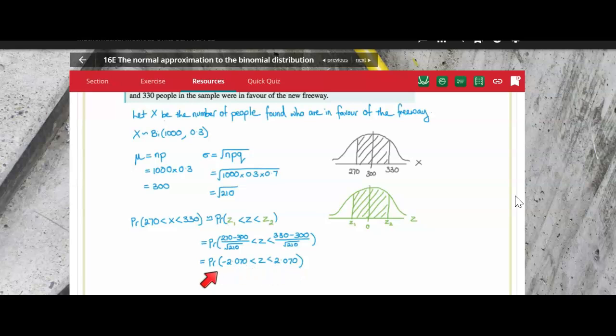When you jump on your calculator and have a look at normal CDF, set this as being your lowest bound and this as being your upper bound, you'll get a value of 0.9616, which is the answer to 4 decimal places.